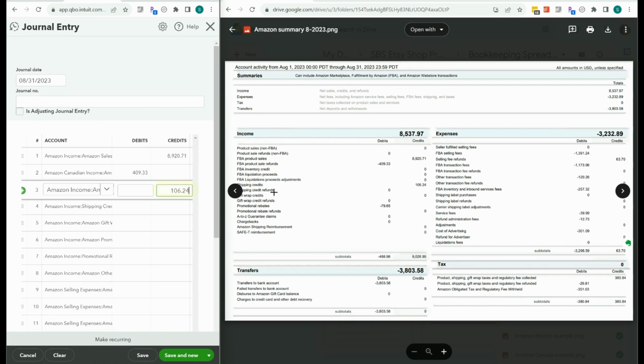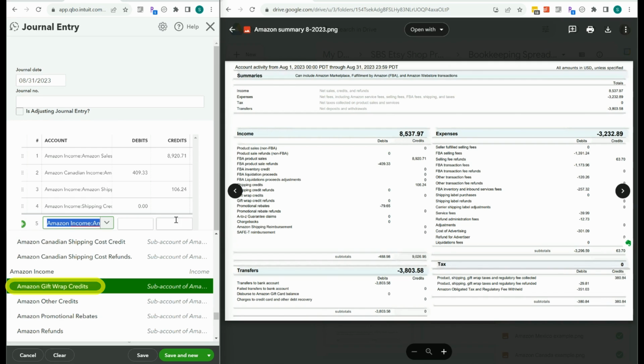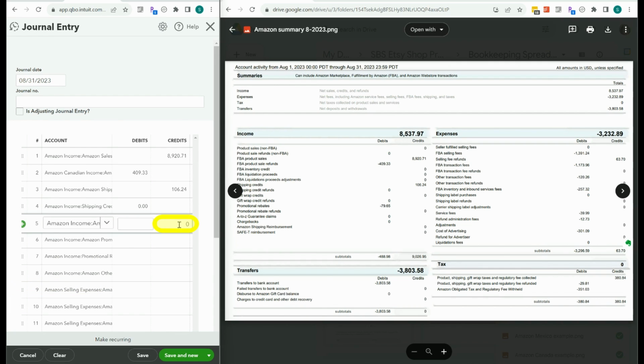If we had shipping credit refunds, this line right here, we would add it, and that would be in the debit column. I have added that as a placeholder. I'll go ahead and put 0 here. Next, we have gift wrap credit and gift wrap credit refunds. These would also go on separate lines. This is our gift wrap credit line right here where we will put a 0. I didn't add a gift wrap credit refund because I knew we wouldn't need it. That would also be a 0 in this case, but it would be in the debit column.